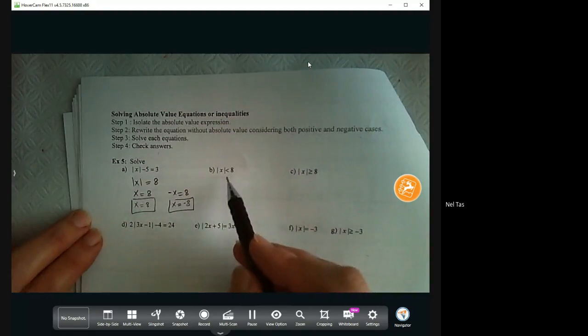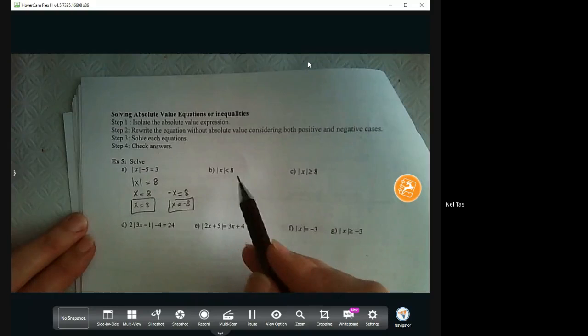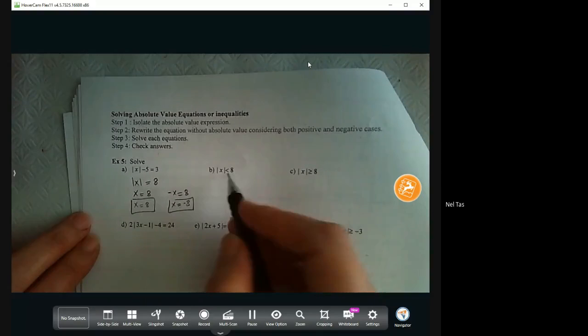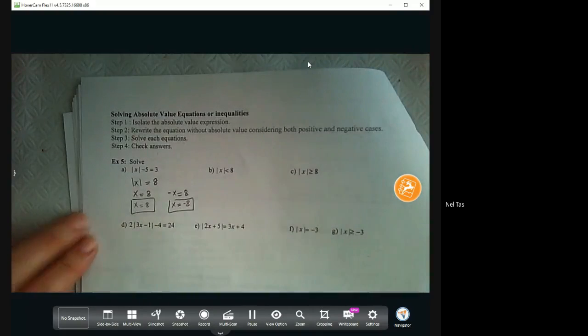How about if you have this, absolute value of x less than 8? Okay, so in this case, this question is just like the previous page.